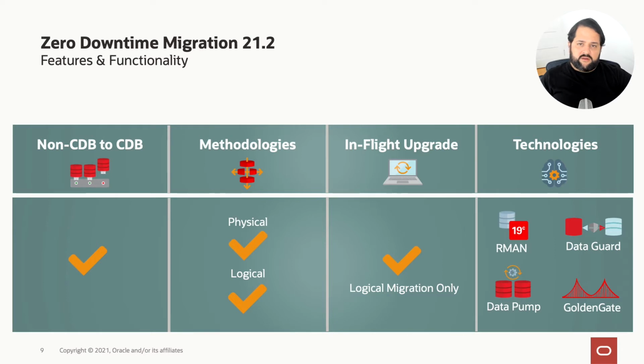And then we use different technologies. For physical migration, we have RMAN backup and restore for physical offline migration, and we have the use of RMAN backups and Data Guard for physical online migration. And then for logical migration, we have Data Pump for an export-import way of migrating your database in an offline fashion, and then we use Data Pump in combination with GoldenGate for a logical online migration.